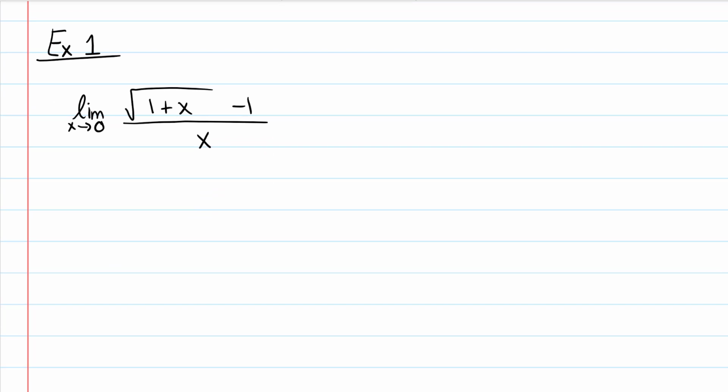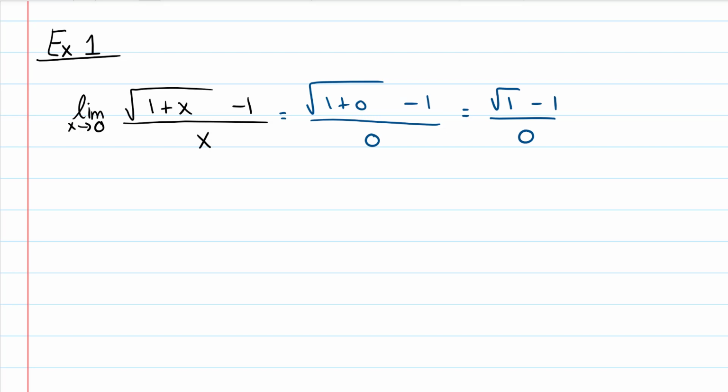So example 1. The limit as x approaches 0 of the square root of 1 plus x minus 1 all divided by x. If we work this out, by just plugging 0 in using direct substitution, you get the square root of 1 plus 0 minus 1 all divided by 0. So this becomes 1 minus 1 over 0, which is 0 over 0. This does not tell us anything about the limit. This is not useful. We need something that will be useful. So we're going to go ahead and use L'Hopital's rule.